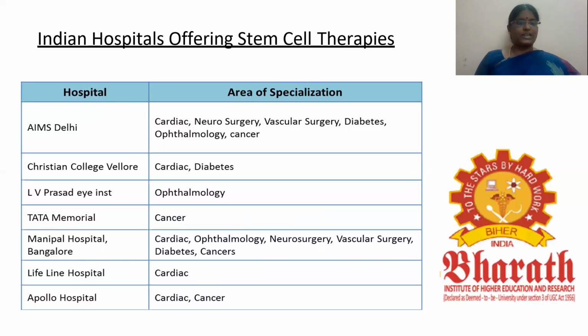In this chart, we can see the various Indian hospitals offering stem cell therapies. The first one is AIIMS Delhi. Their areas of specialization are cardiac, neurosurgery, vascular surgery, diabetes, ophthalmology, and cancer. The second one is Christian Medical College, Vellore. Their area of specialization in stem cell therapy is cardiac and diabetes. Then LV Prasad Eye Institute, ophthalmology department. Tata Memorial Hospital has cancer stem cell therapy.